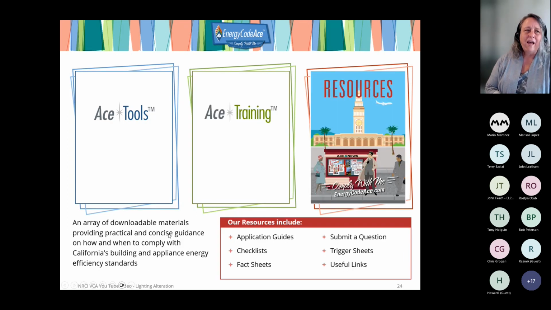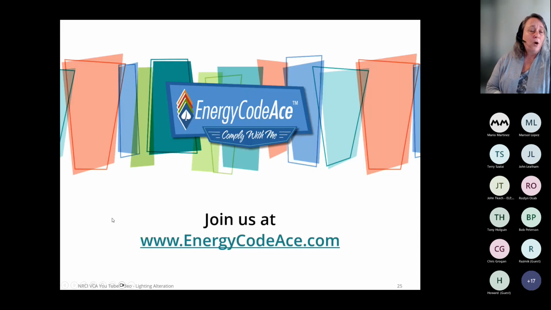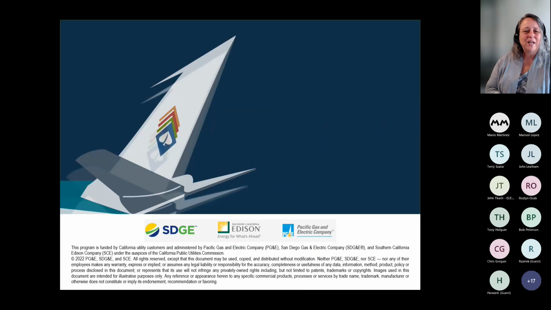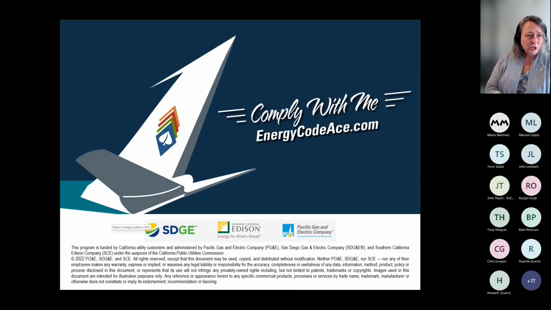For resources, we don't quite have the lighting fact sheet done yet for the 2022 code cycle. We are still working on some of our fact sheets, and that is one of them. But our residential fact sheet is out, and our lighting wheel is out, which you might find of interest. So I'm hoping you'll come join us at no cost, because you've already invested, at www.energycodeace.com. And that is it for my presentation.